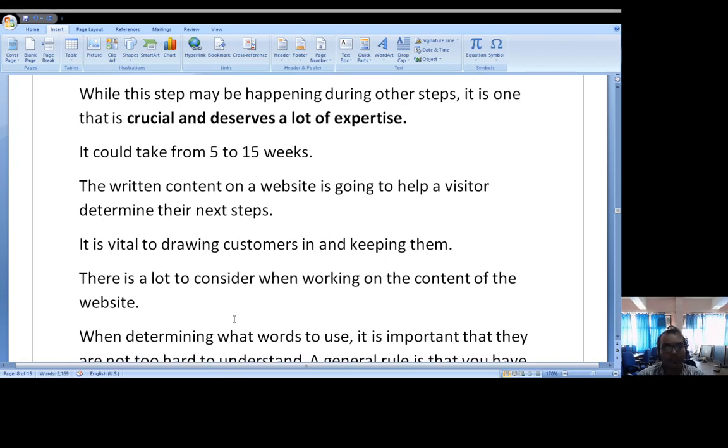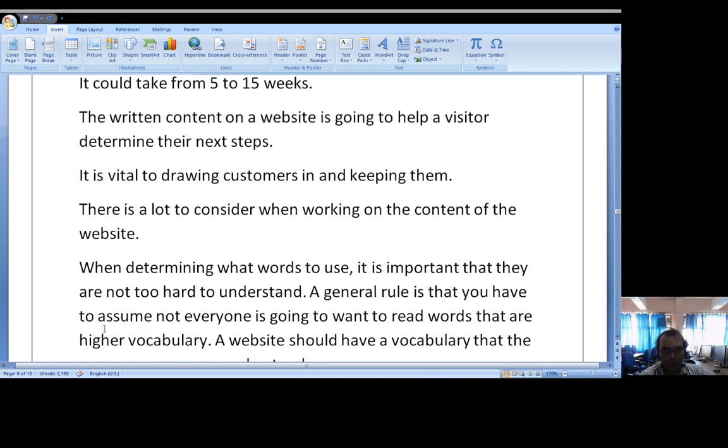There is a lot to consider when working on the content of the website. Now, if we are asked to write something, we are using words. The most important part in writing is words. So one should understand how the words should be used in writing a website. That's why in our technical domain there is one post known as the content writer, which requires expertise in this module.